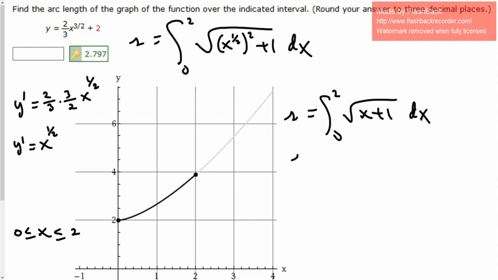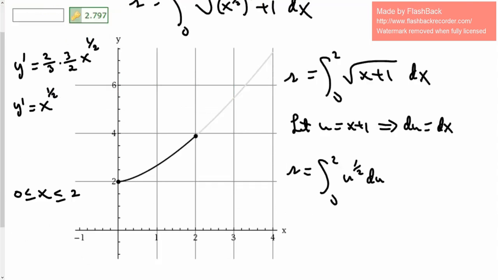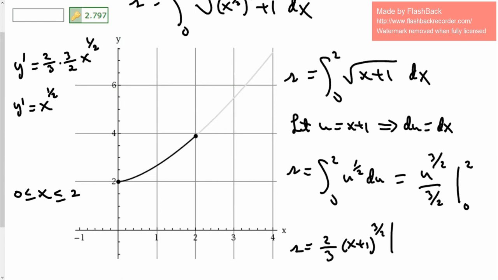Here we let u equal to x plus 1, and so that implies that du is equal to dx. We have the arc length is the integral from 0 to 2 of u to the 1/2 du. So we integrate that. We get u to the 1/2 plus 1, so that's 3/2, divided by 3/2, evaluated from 0 to 2, but that's the x plus 1 term evaluated in that regard. So we have the arc length. This is 2 over 3 times x plus 1 to the 3/2 power evaluated from 0 to 2.